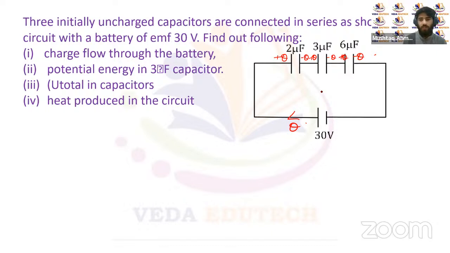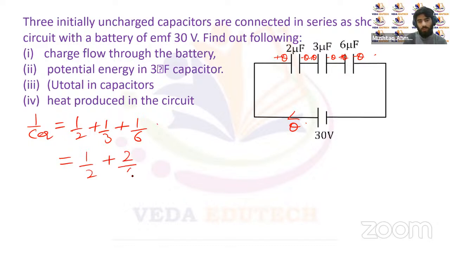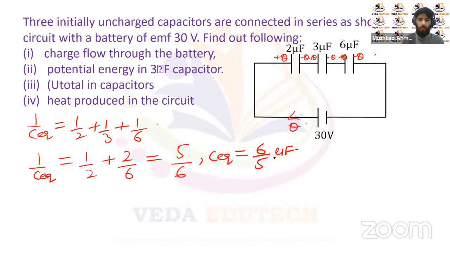It will be equal to, you can just find the equivalent capacitance of these three. So 1 upon C equivalent equals 1 upon 2 plus 1 upon 3 plus 1 upon 6. You can write it as 3 upon 6 plus 2 upon 6 plus 1 upon 6, which equals 5 upon 6. So 1 upon C equivalent is 5 upon 6, or C equivalent is 6 upon 5 microfarads. So this is the equivalent capacitance.